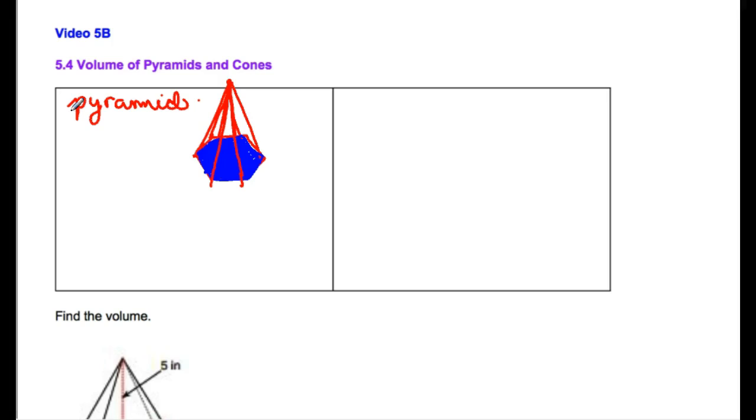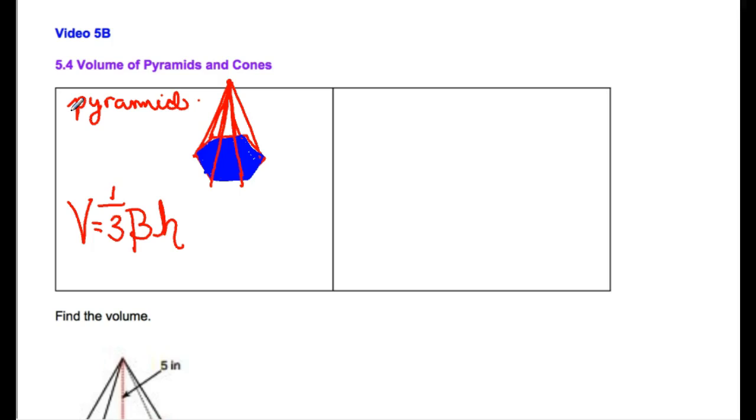And for our volume, remember for the prism, we did capital B, area of the base, and we pulled it up with the height. Well, a pyramid takes up 1/3 of the space of a prism. So we have a 1/3 multiplier out front when we work with the pyramid.